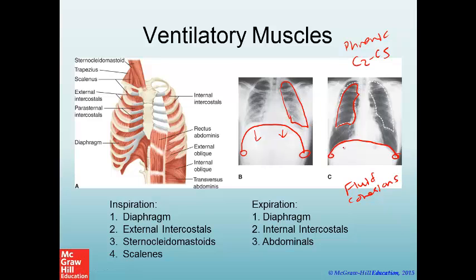So the lungs are basically adhered to the inner chest wall and to the diaphragm, and this is an enclosed system. So if the volume of this chest wall increases, the volume of the lungs increases. If the volume of the chest wall decreases, the lungs decrease. The lung volume decreases.